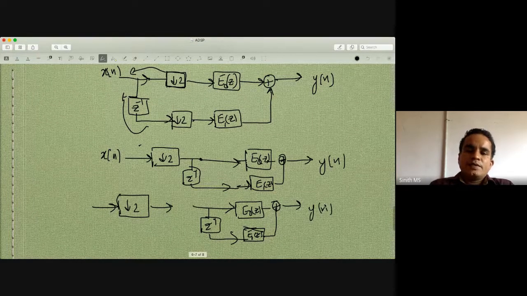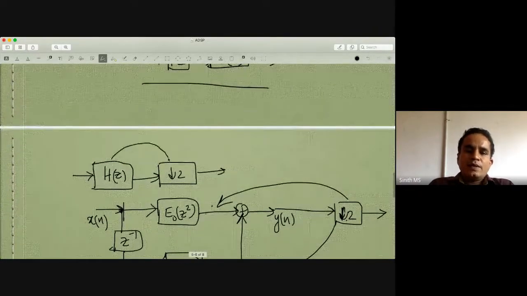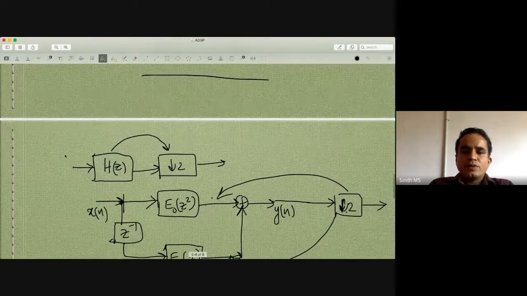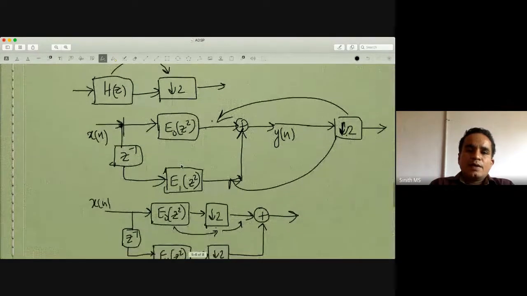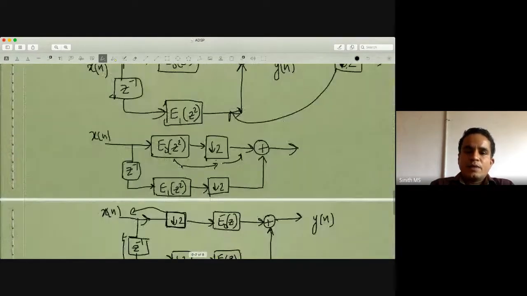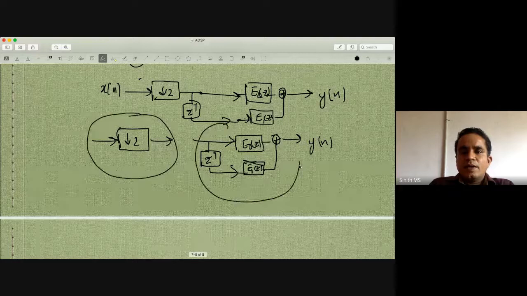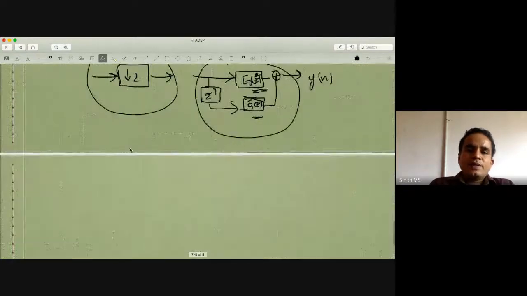So what you can see here is basically you had H(z) followed by a downsampler by a factor of 2, and H(z) was polyphase decomposed to E0(z) and E1(z). This can be redrawn or reconfigured as a downsampler followed by the polyphase decomposed factors with z squared, that is, they become E0(z) and E1(z). So if we try to implement this, it will be a downsampler.